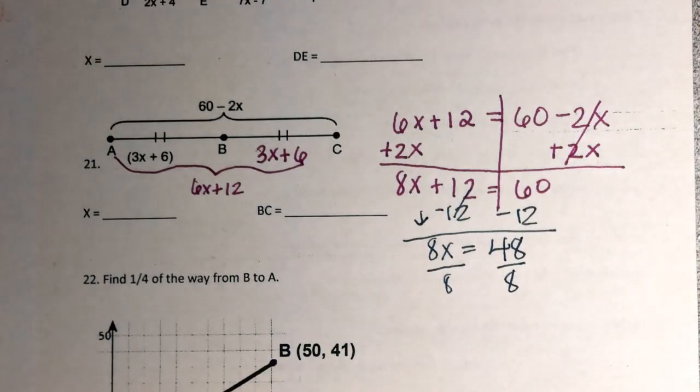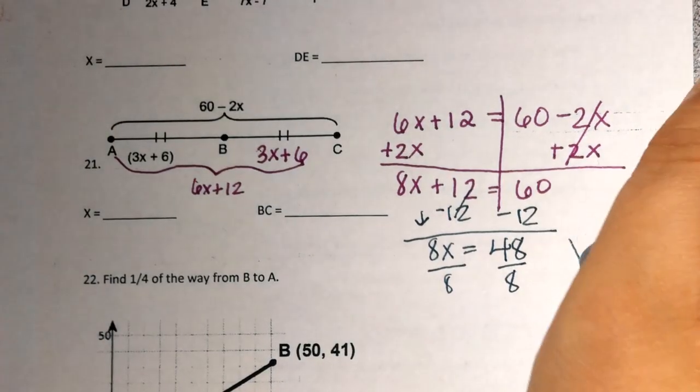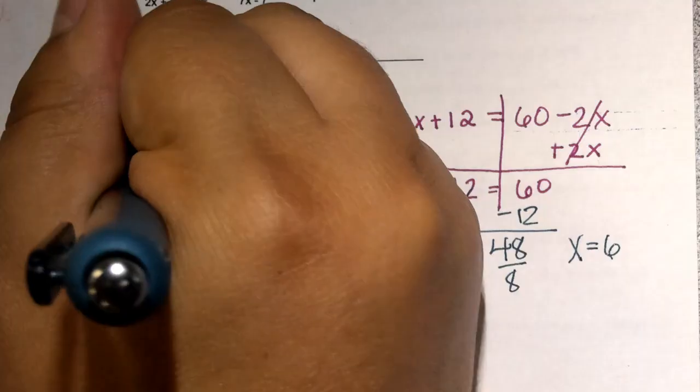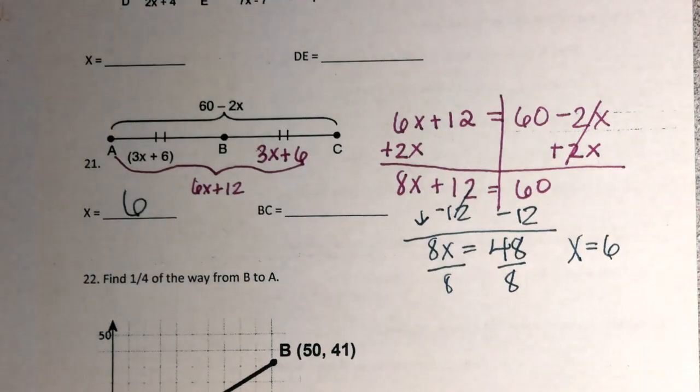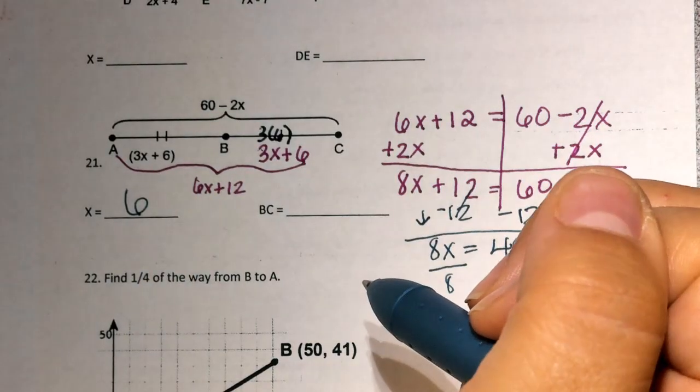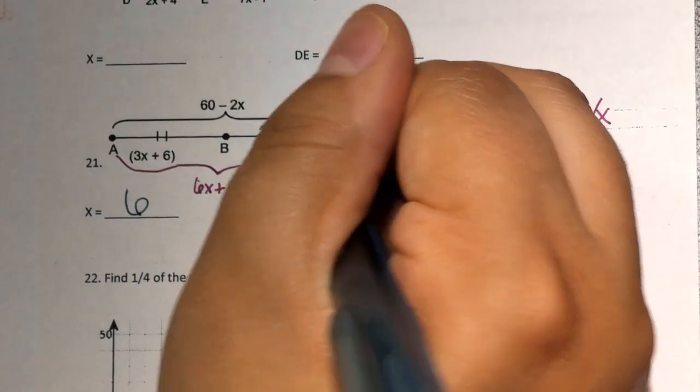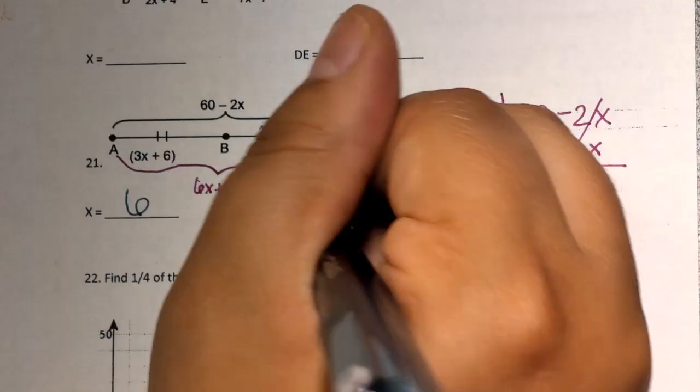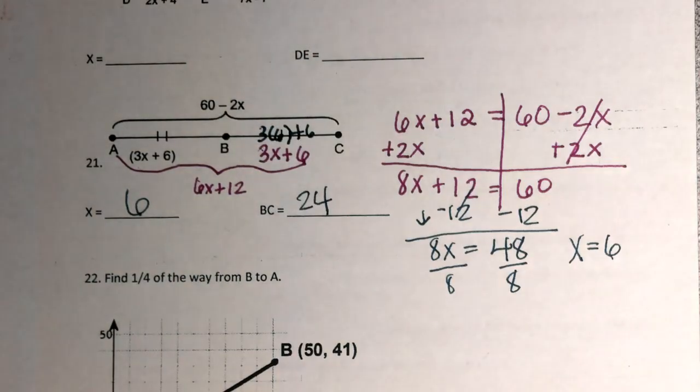What does x equal? 3. And what is it asking for? Just BC. So what am I going to do? Adding the x. 3 times 6 is 18 plus 6. 24. Bam.